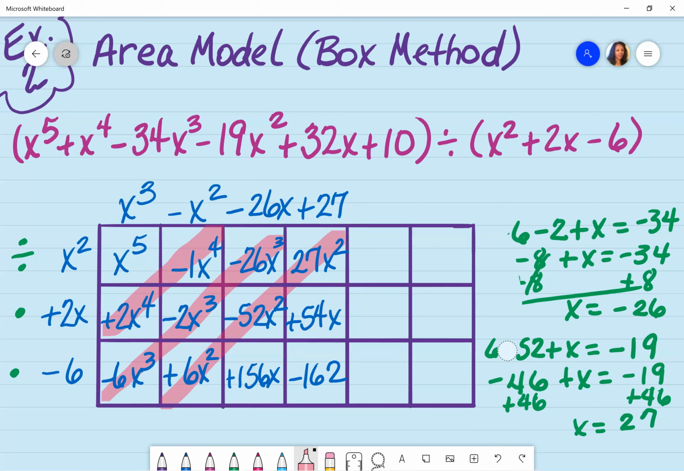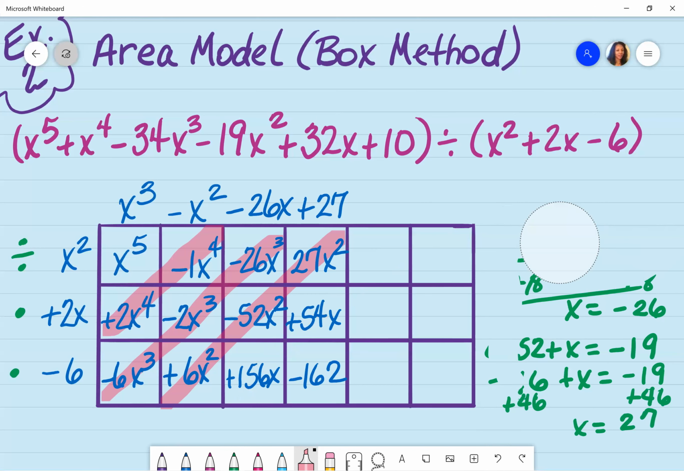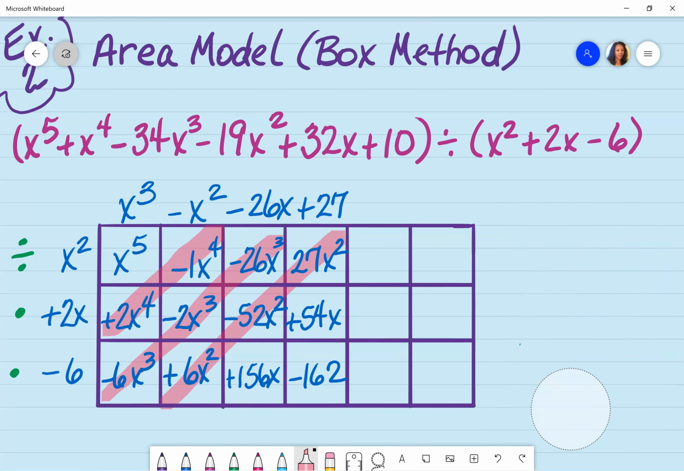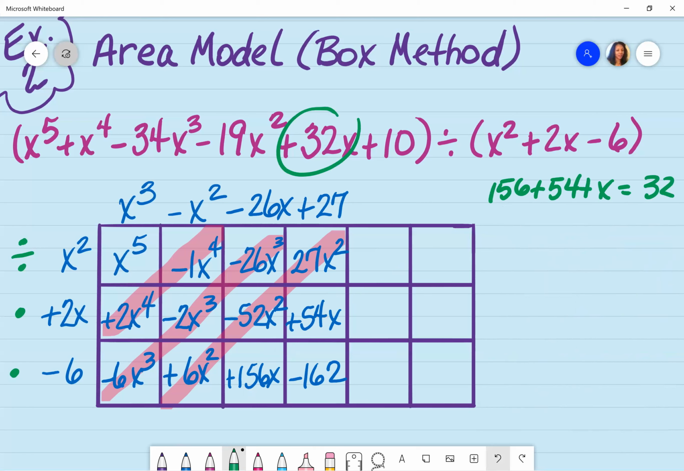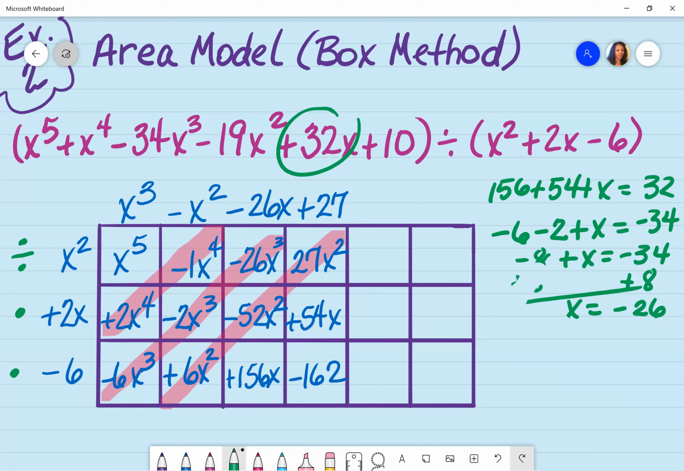Let me erase this so I'll have some room over here to show my work. Okay, so I have 156 plus 54 plus something has to equal 32. And again, I'm getting that from my dividend. Whatever is showing there, I have to account for these numbers.